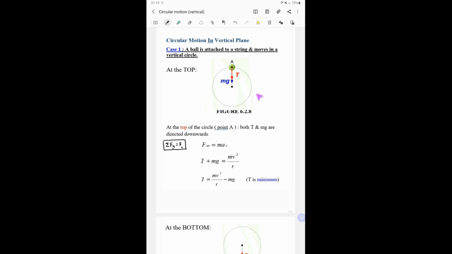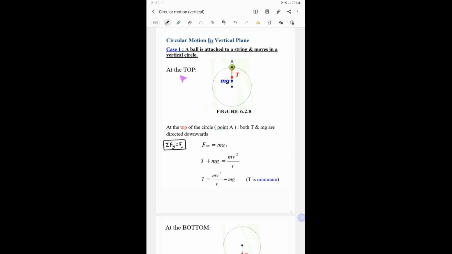Okay, so based on these two positions, we need to know what is the equation, and then how do we use the equation in calculating the values needed in that question. So let's start with the first one. This ball is just attached to a string and moves in a vertical circle. So we are discussing circular motion in a vertical plane.